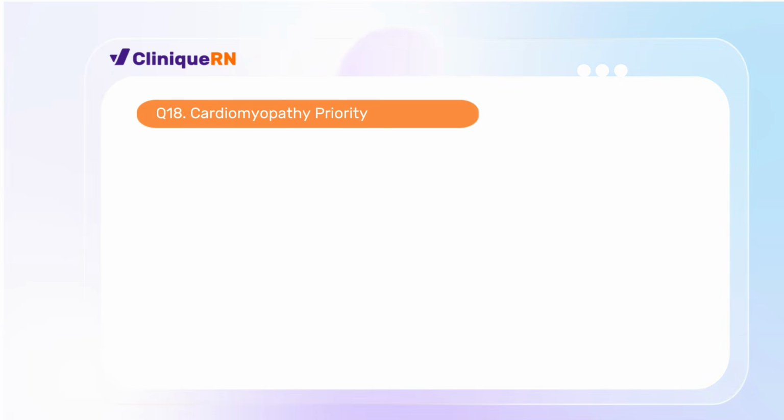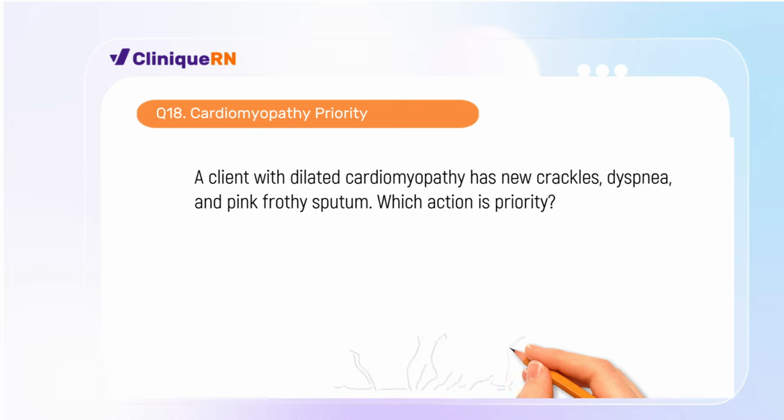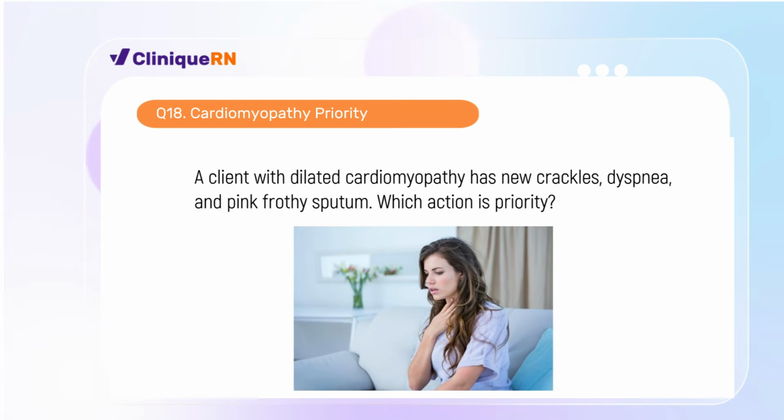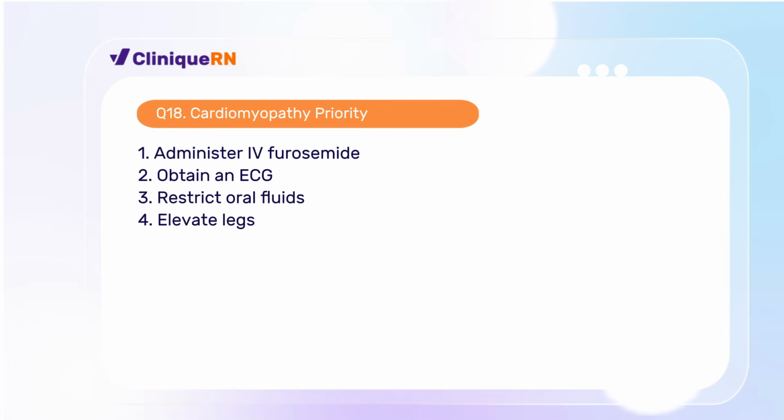Question 18. Cardiomyopathy priority. A client with dilated cardiomyopathy has new crackles, dyspnea, and pink frothy sputum. Which action is priority? 1. Administer IV furosemide. 2. Obtain an ECG. 3. Restrict oral fluids. 4. Elevate legs.